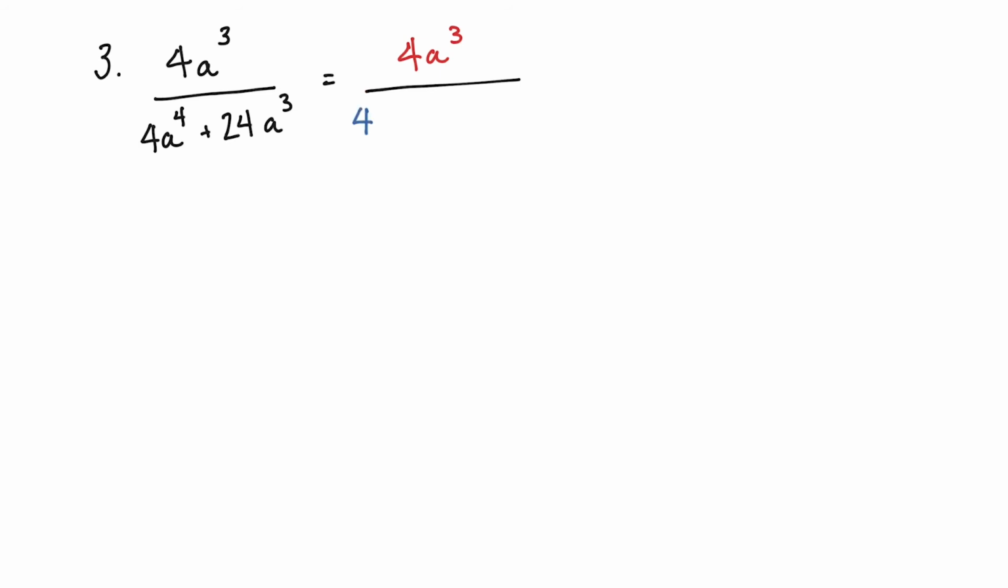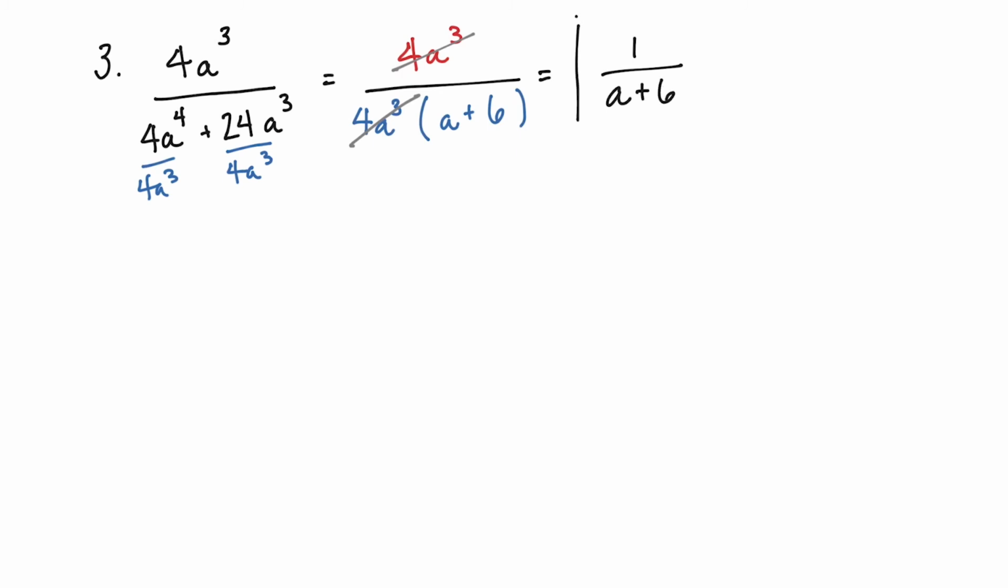Definitely 4a cubed. And when I divide by 4a cubed, I get 1a plus 6, right? Because a cubed divided by a cubed is 1, so it's gone. Now I'm like, well, what cancels out? Oh, 4a cubed, that's gone. There's nothing left on the top, so that means it's 1. If I cancel everything out, it's just 1. 1 over a plus 6.